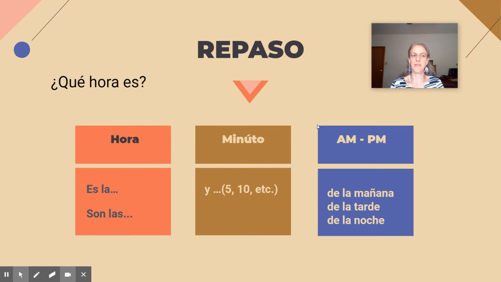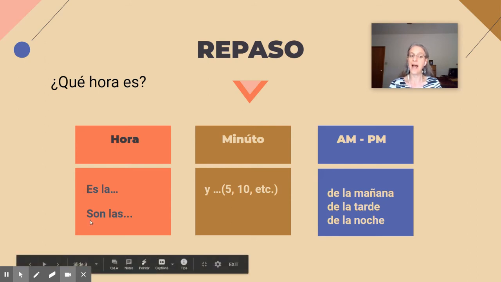Un repaso de parte 1. En parte 1 de la hora, de cómo decir la hora, we learned the question, ¿qué hora es? ¿Qué hora es? Significa, what time is it? En inglés. And we have three-part choices that are going into telling time. Starting with la hora. We're going to choose either es la or son las.